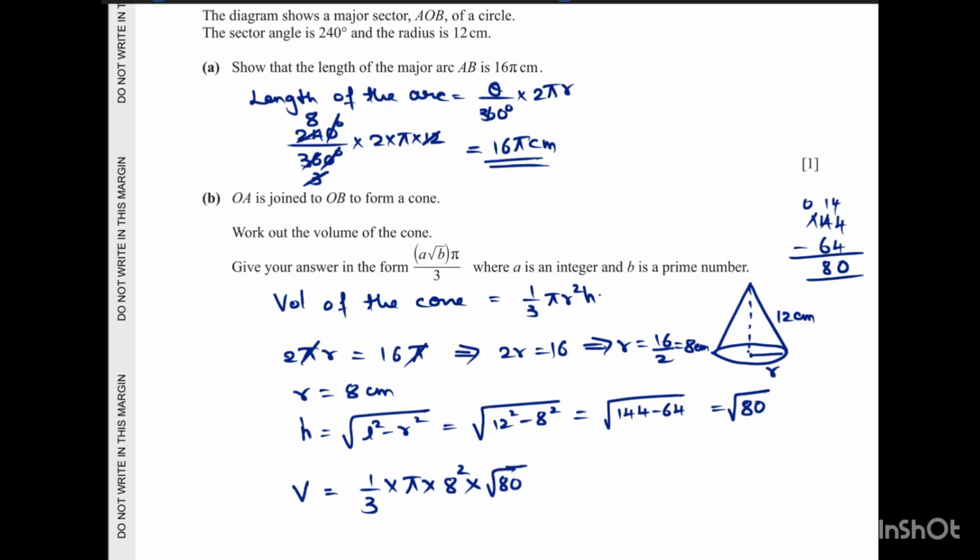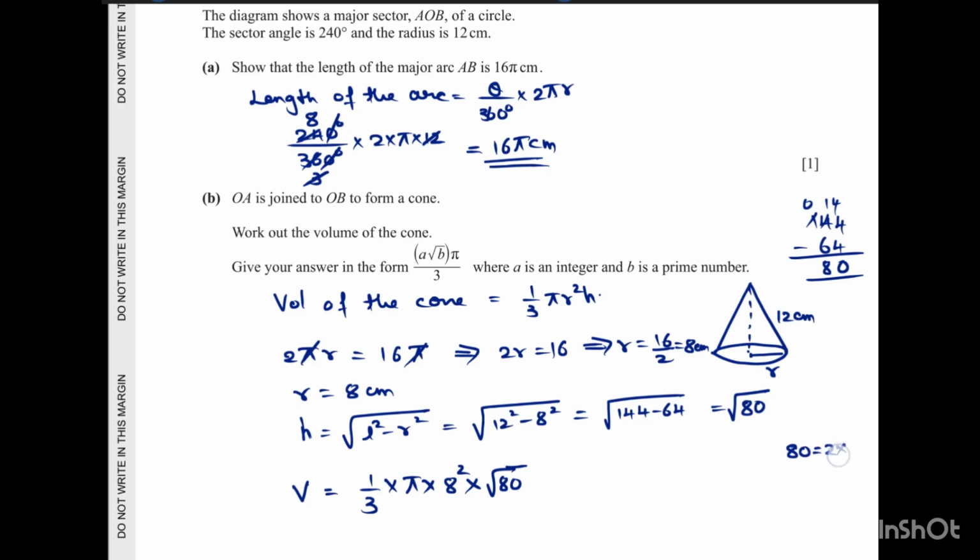Now they have asked us to write in the form of a into root b into pi by 3, where a is an integer, b is a prime number. So now when you see in the root here, which is b value, it is not a prime number. So make it a prime number. If I take prime number 2, no, not prime number 2, sorry. Let me write 80 as a factor of prime number.